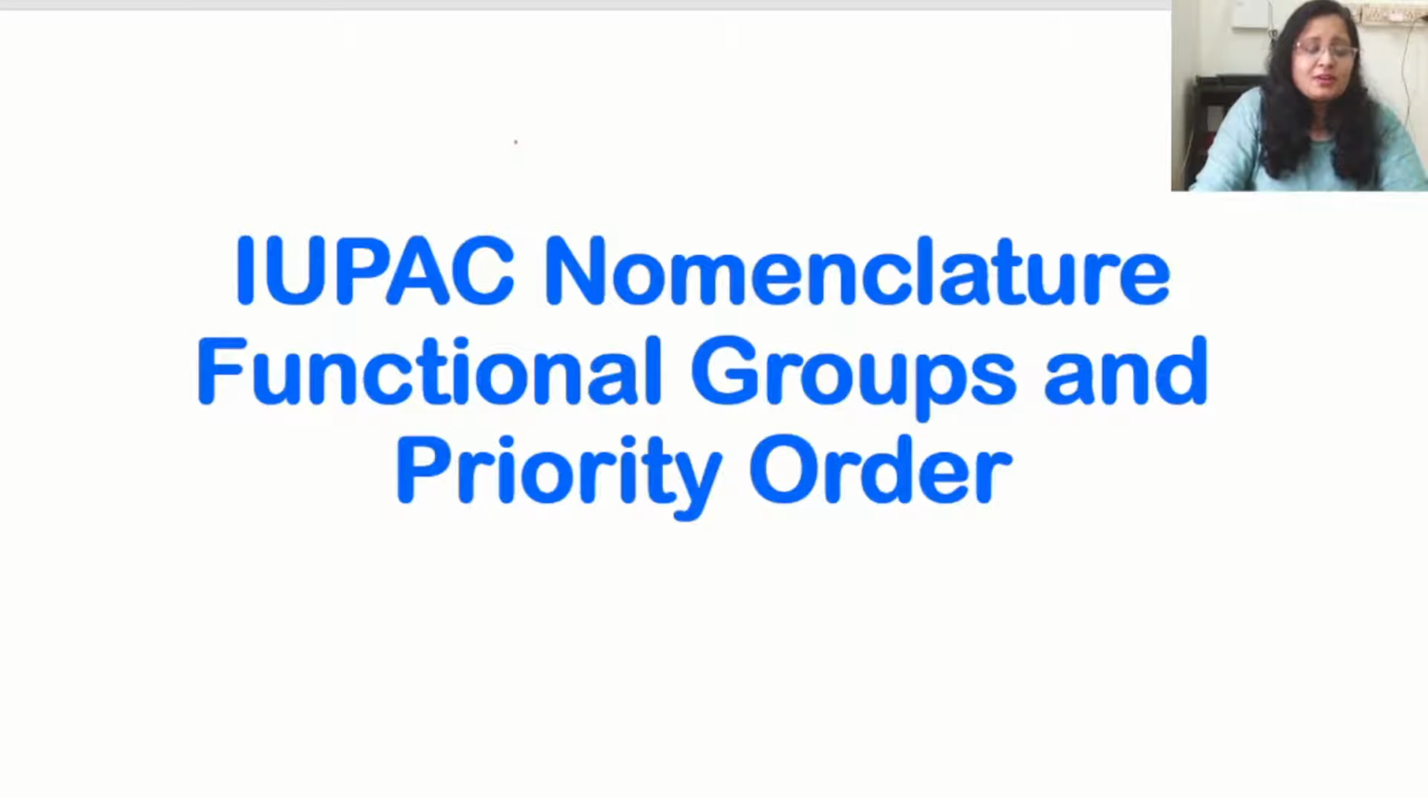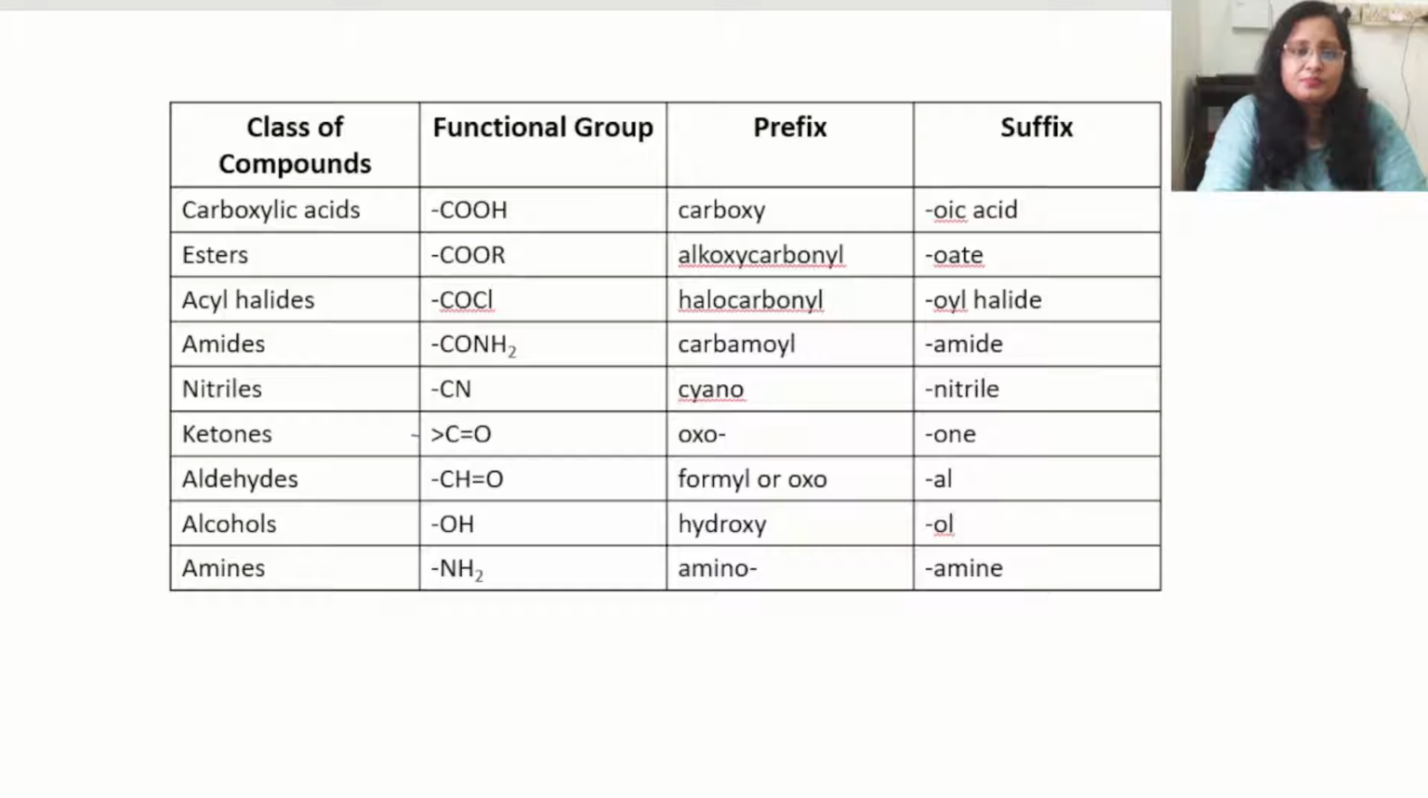So friends, functional groups are of many types, but in normal studies we have some 8 to 9 functional groups which are in use. So there is a list of functional groups, their signs, their prefix and suffix. Let's read that. The first one is carboxylic acids. Its functional group sign is COOH. Its prefix name is carboxy and suffix name is oic acid.